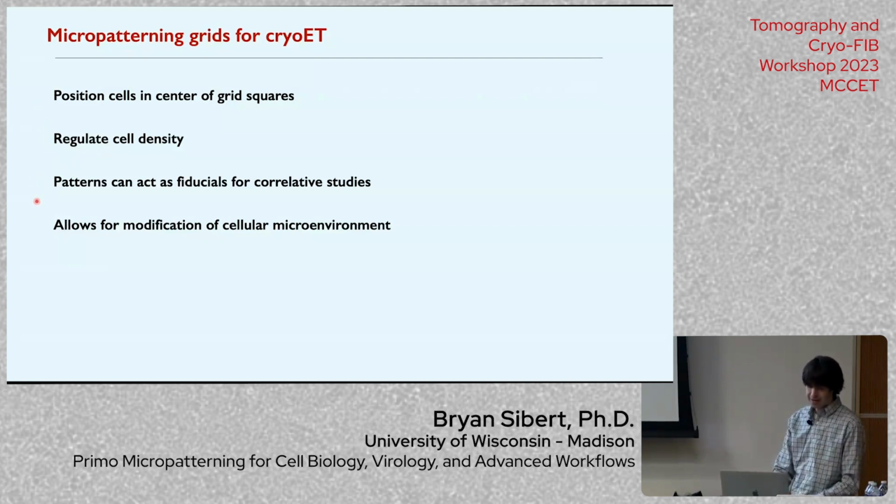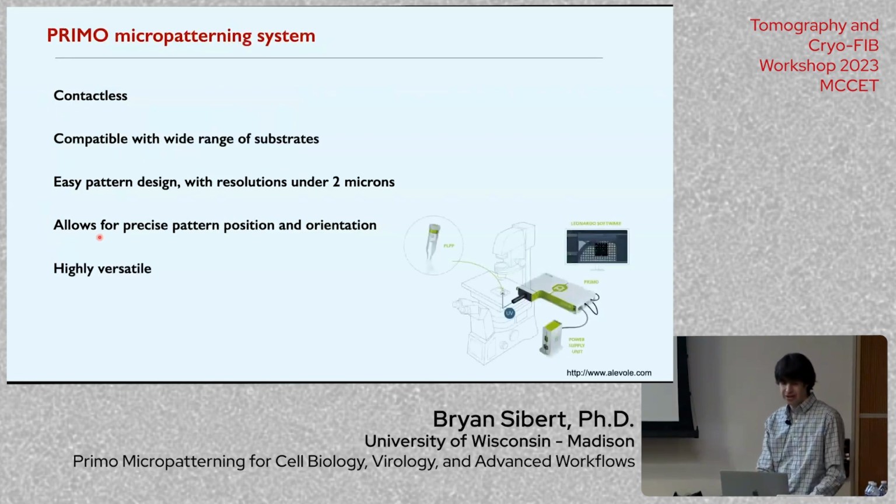I'll touch on this third point a little bit: if you have these patterns on the grid and your cells are well positioned, you can actually use that as rough fiducials for correlative studies. And then in addition to just positioning the cells, you can use the pattern to modify and affect your cells and potentially study the biological changes that come with forcing them into a particular shape. So there are several different micropatterning technologies.